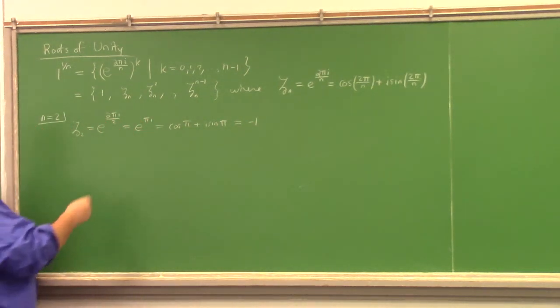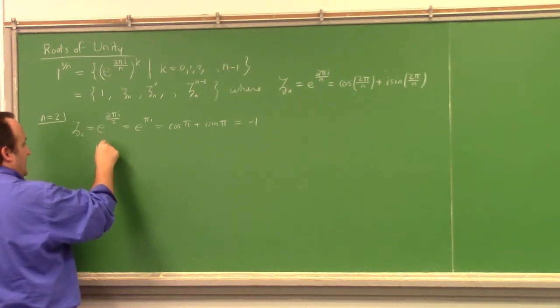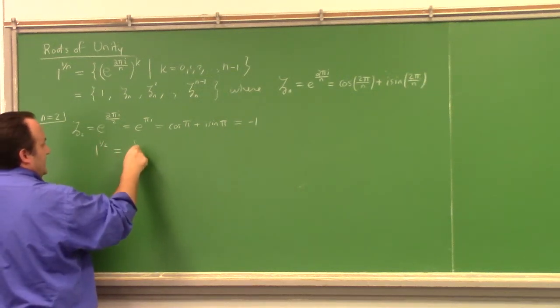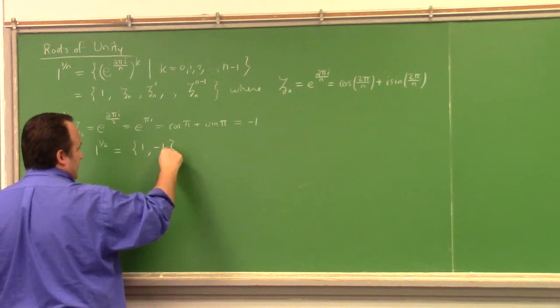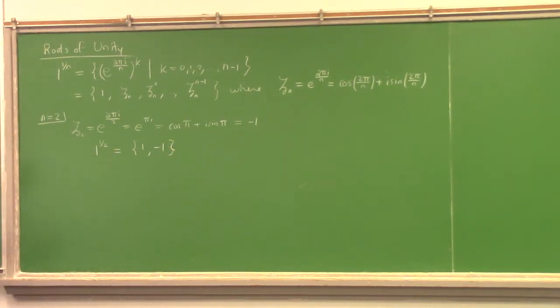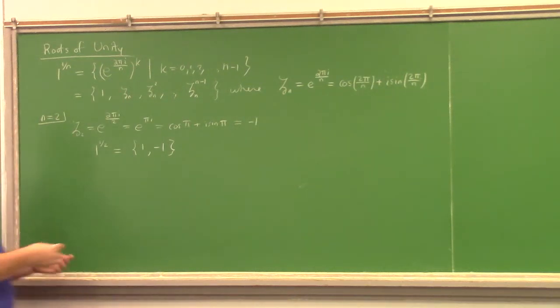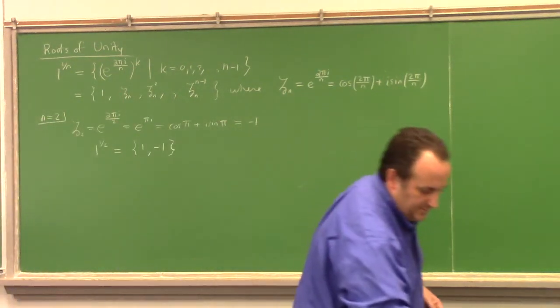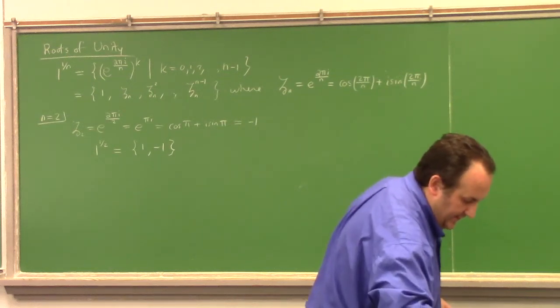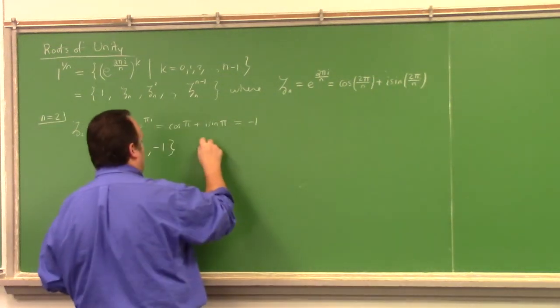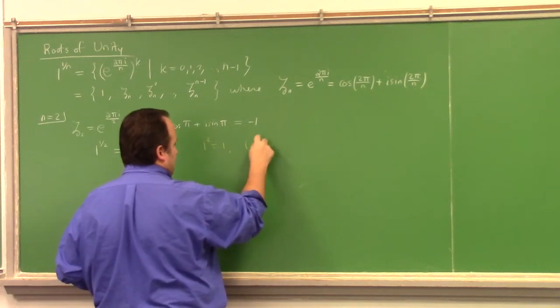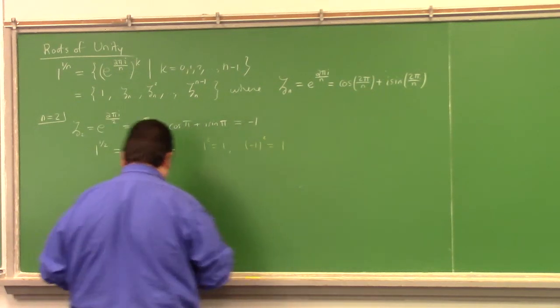All right, so what this means is that 1 to the 1/2 power is two things. It's got 1 in it, and it's got minus 1 in it. Those are the two complex numbers which square to give you 1, all right? That's the k equals 0 case. I think you'll agree that 1 squared equals 1, right? And minus 1 squared equals 1, right?